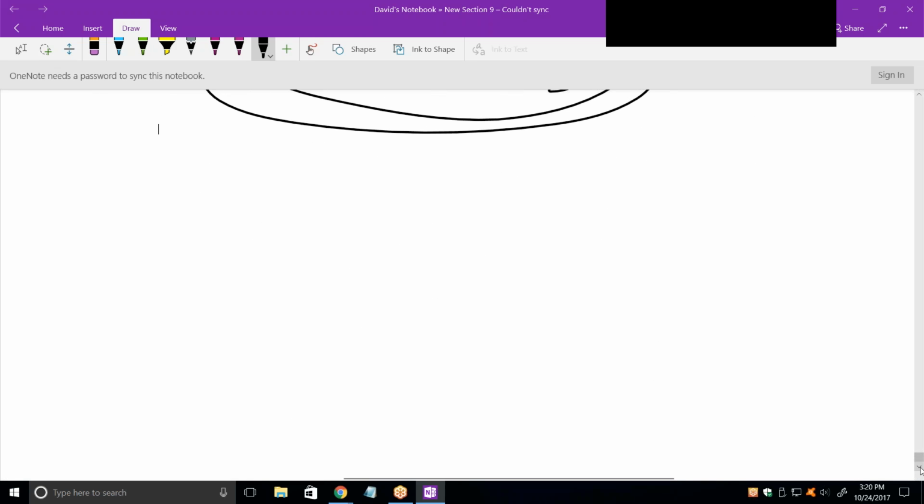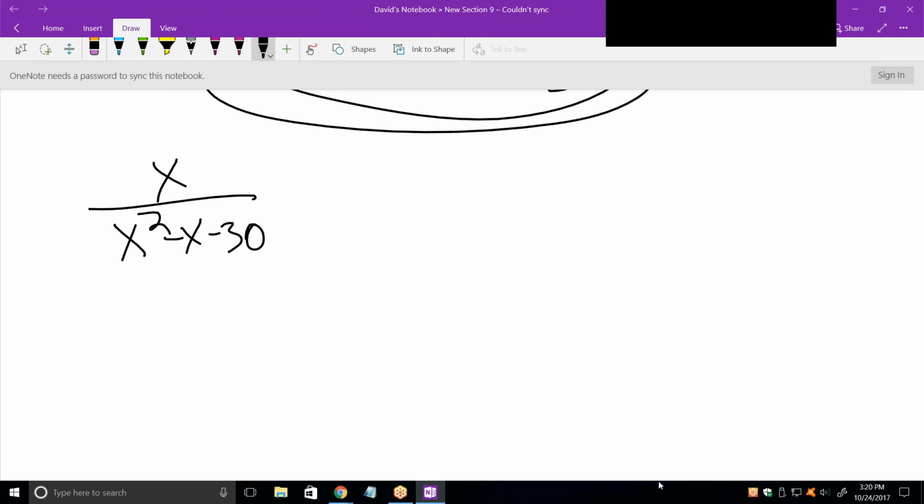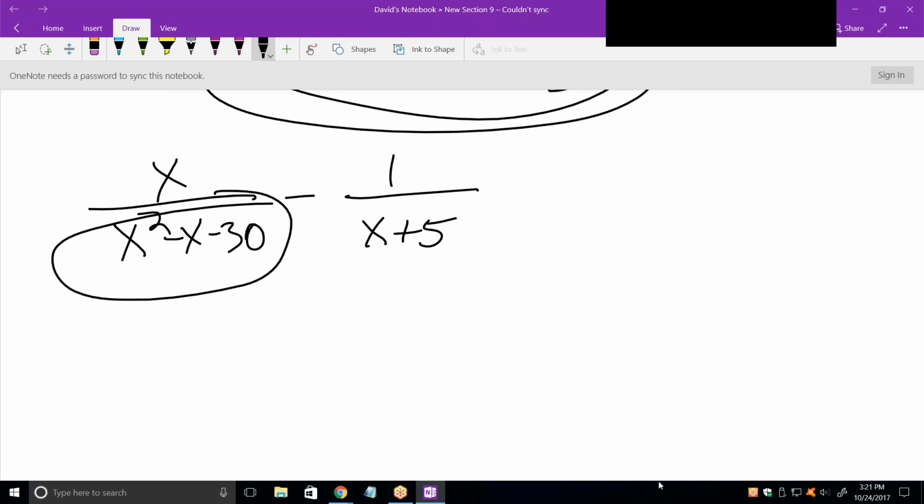Alright, so x over x squared minus x minus 30. And then, minus 1 over x plus 5. Okay. Again, always look to factor as your first step. Okay. So the only term here that can be factored is this one. So let's factor that.